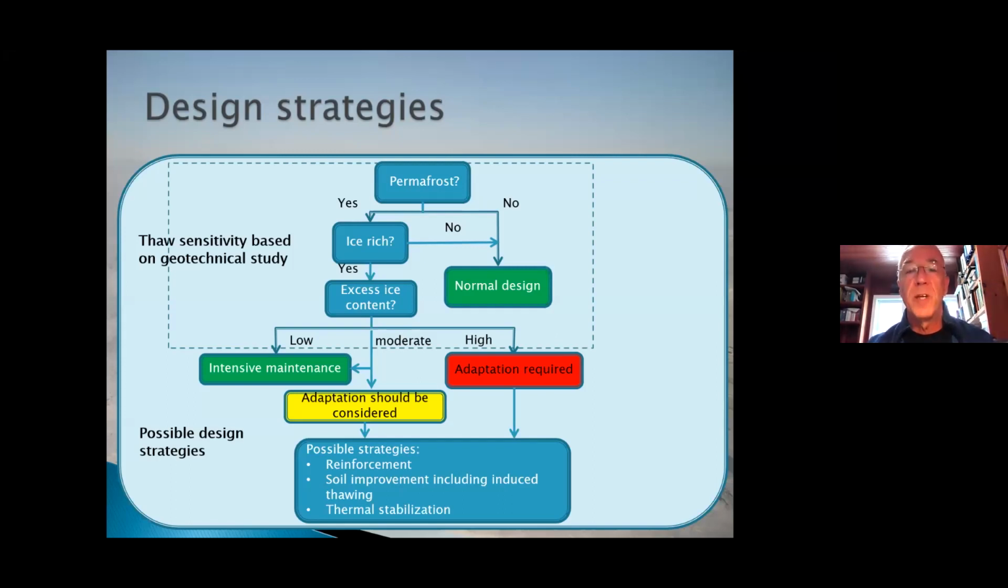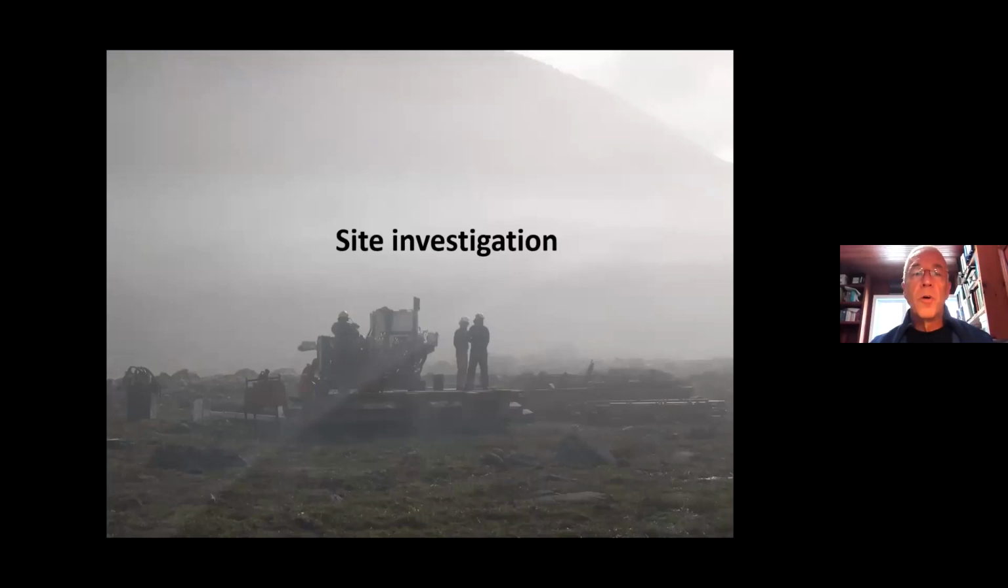You need to know what's there. You need to understand the context, and you need to understand permafrost. So a few words about site investigation. It's going to be very quick because I don't have much time altogether. So I'll just run quickly through site investigation.